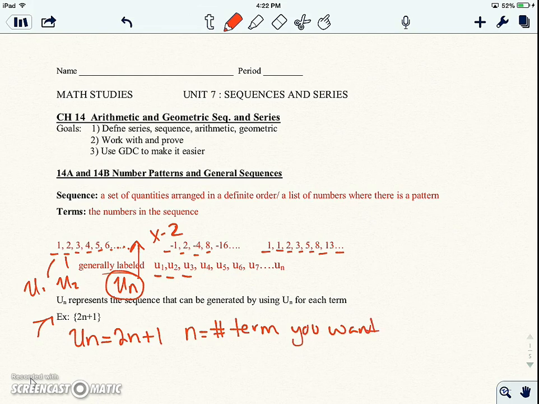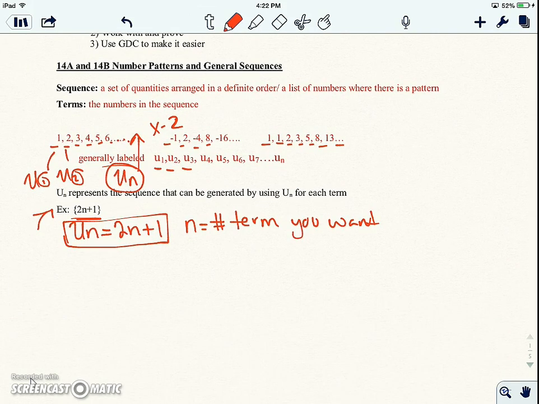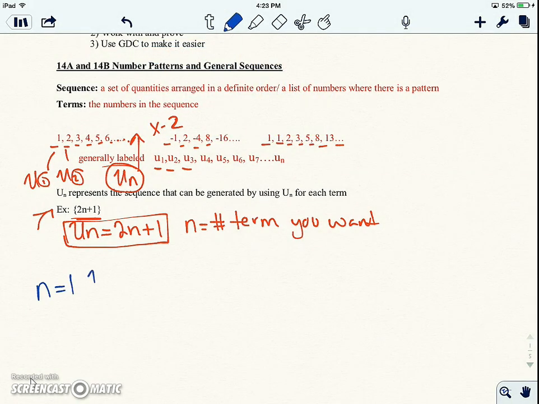If we wanted the first term, n would be 1. If you wanted the second term of a sequence, n would be 2. We're going to build each term based off of its general formula, 2n plus 1. So if we wanted the first term, n equals 1, which we call u sub 1, and we just plug it in. It's really just a function: 2 times 1 plus 1, which is 3.